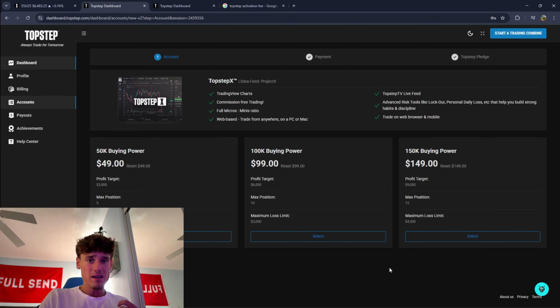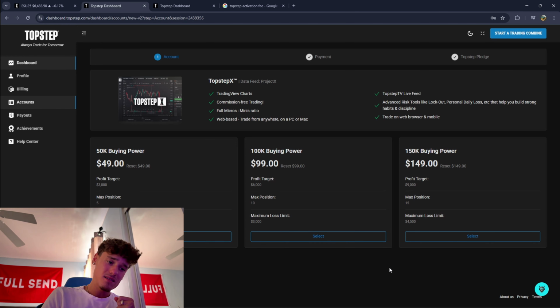On the first of the month, you paid it. But say on the third day of the month, you lose 2K, well, automatically you have to repay that monthly fee. So your account gets wiped. And same thing for the 100K account and 150K account. The only difference is you have a higher contract size and your profit target and maximum loss limit are higher.